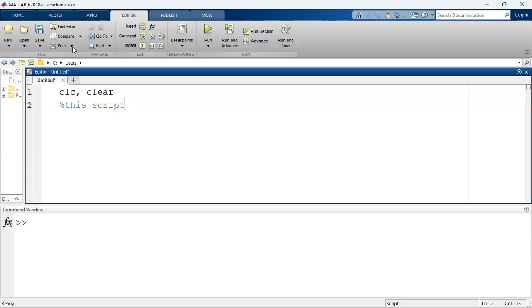this script is for single application of Simpson's 1/3 rule. Okay, so let's say you are given a function 15 to the power of 2x. That is your function, and you are given your limit a equals to 0, b equals to 1.